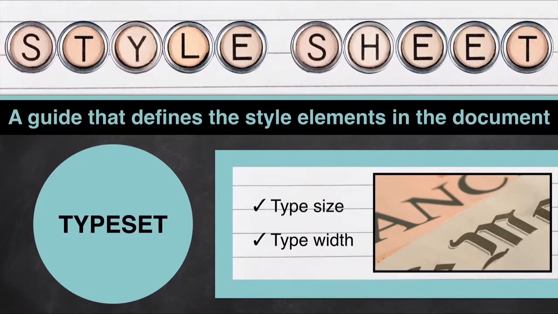So again, a style sheet is simply a sheet that sets forth the parameters or the elements that you want to be looking for before you sit down to proofread. And it helps you to be a little bit more organized when you're proofreading a document.